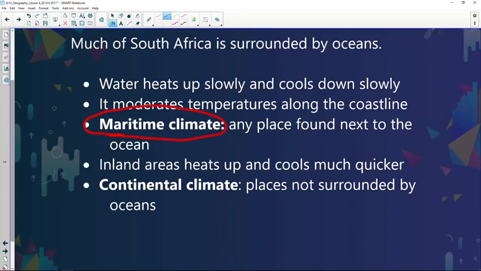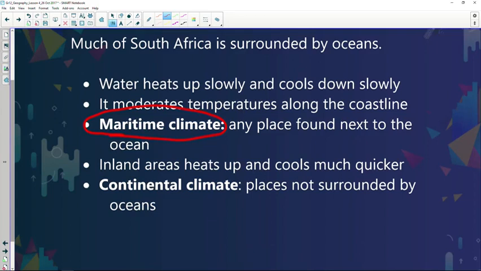It means the temperature is moderated. The ocean cools it down, but at the same time, it doesn't make it as warm as inland climates, because during nighttime, what does the water do? It releases its heat much slower. Then, in the interior of South Africa, we experience continental climate. Continental climates are places that are not surrounded by oceans.